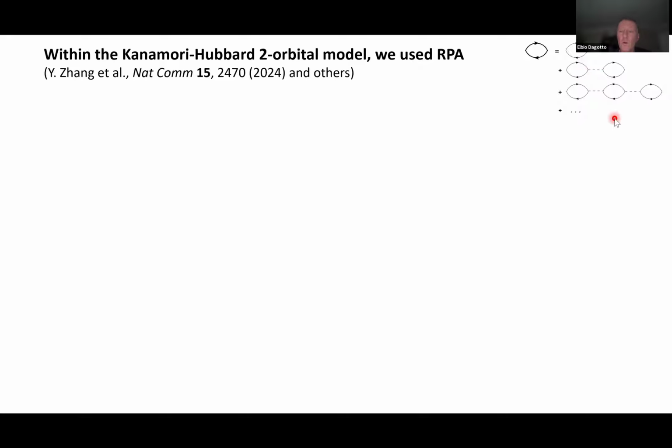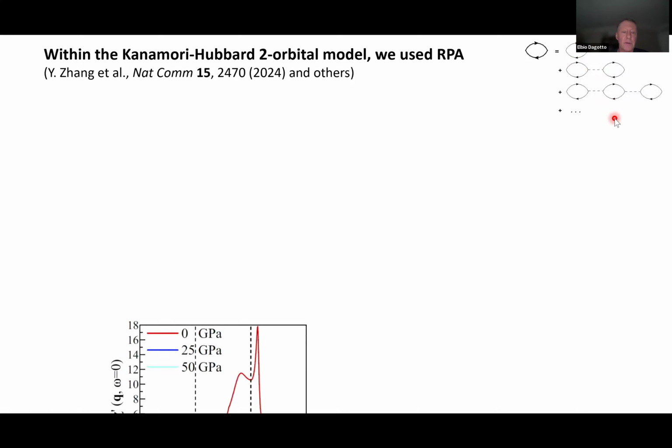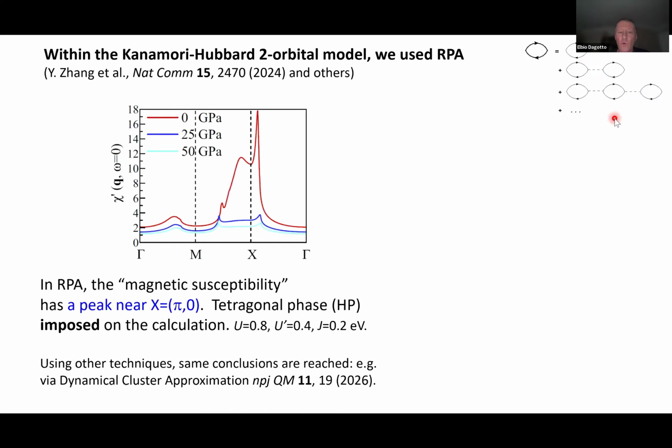a pole in the denominator. And that's the famous RPA used in nuclear and high energy and in condensed matter. And these are the results for the magnetic susceptibility within RPA. At 25 and 50 gigapascal, this is using the lattice parameters of the experiments. 0 gigapascal is not. We are assuming tetragonality and then letting the code fix the lattice constants.